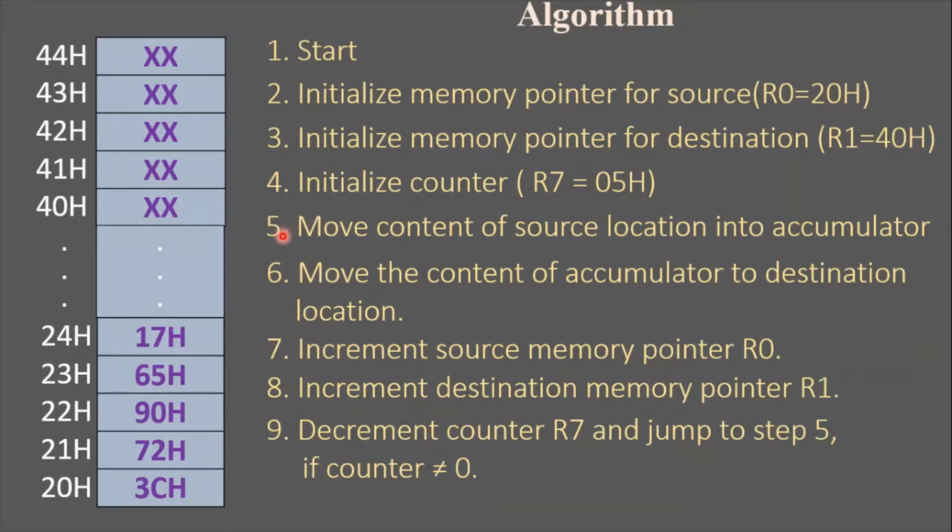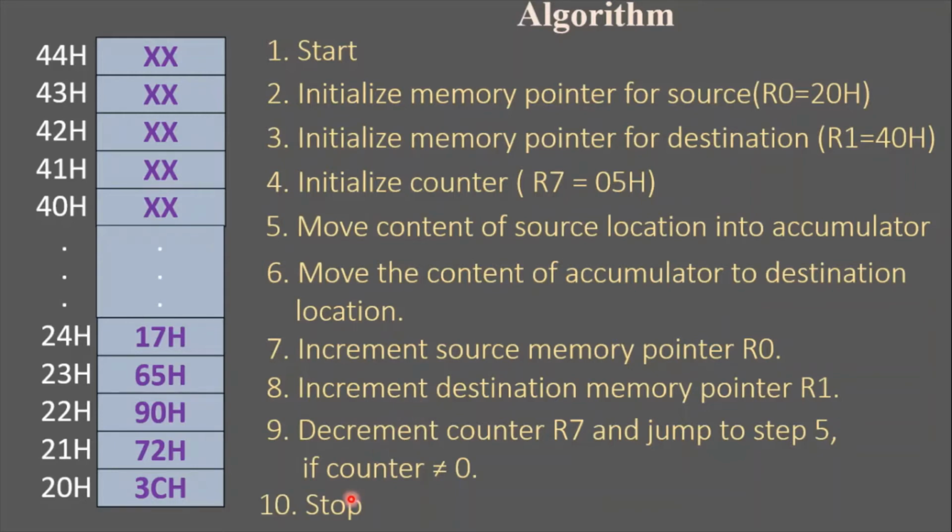So from step 5 to step 9, this is the part of the loop. This loop is to be executed 5 times. And once the counter becomes 0, it means that all 5 numbers are transferred. So you have to stop the program.